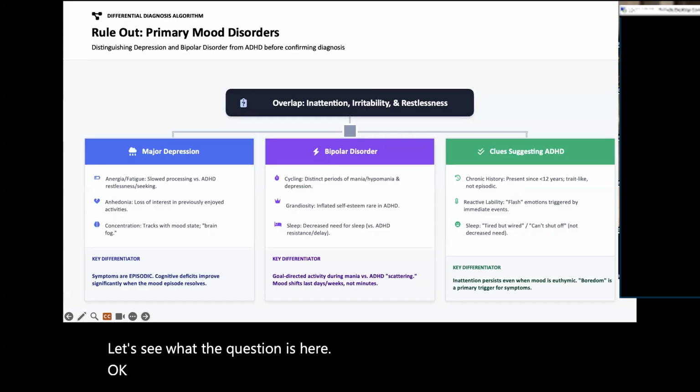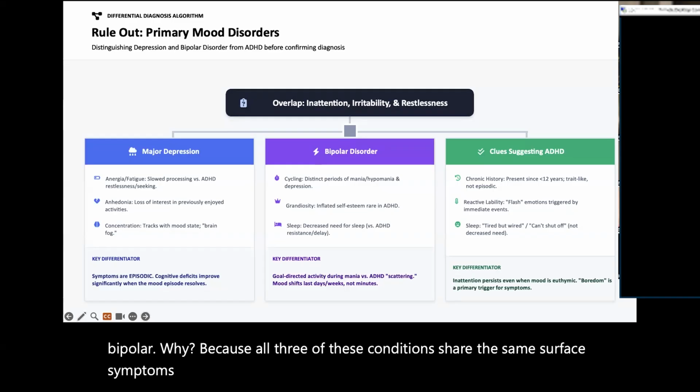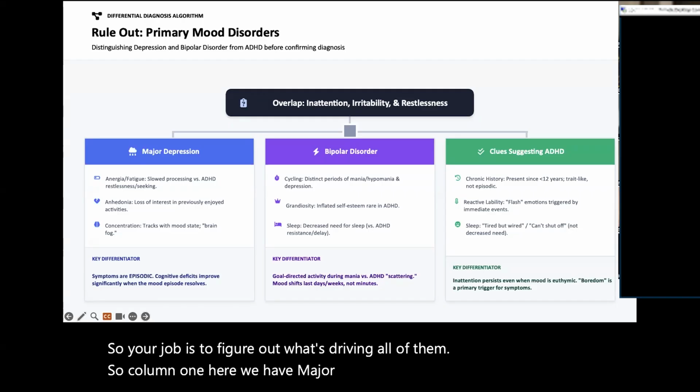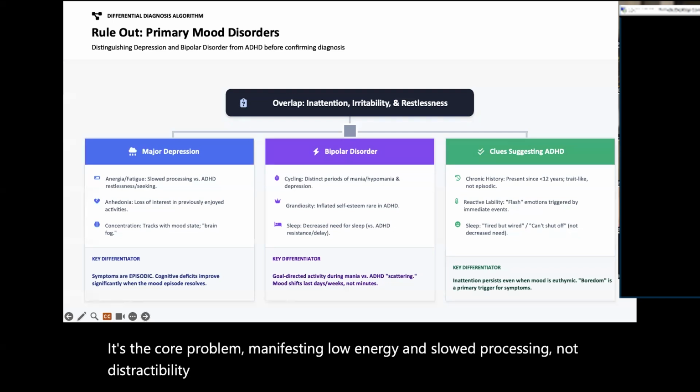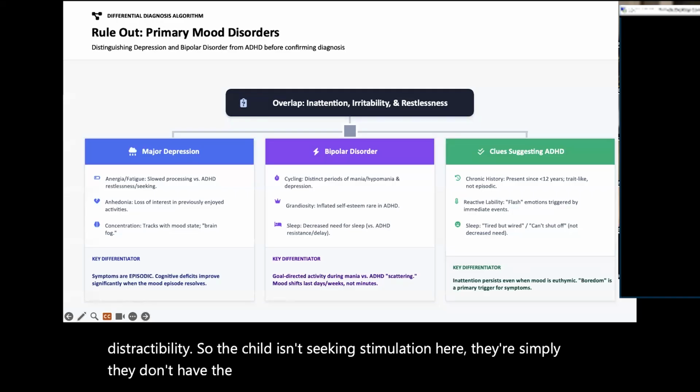So before we diagnose ADHD, we need to rule out the primary mood disorders, major depression and bipolar. Why? Because all three of these conditions share the same surface symptoms: inattention, irritability, and restlessness. So your job is to figure out what's driving all of them. So column 1 here, we have major depression. It's the core problem manifesting low energy and slowed processing, not distractibility. So the child isn't seeking stimulation here. They don't have the cognitive bandwidth to sustain engagement.